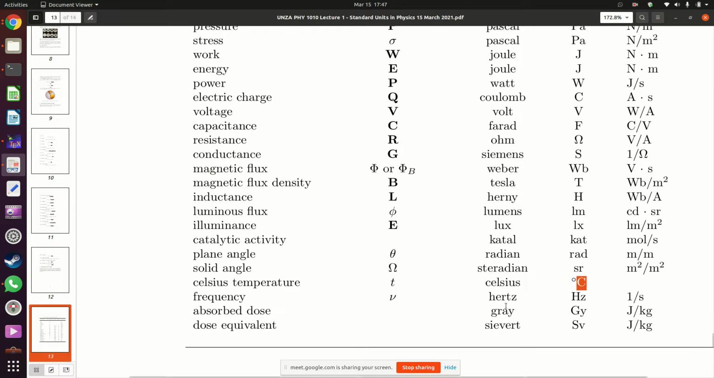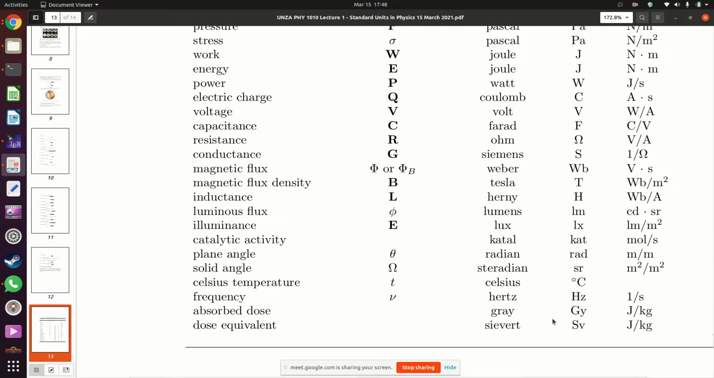Then there is Heinrich Hertz. This was a German scientist. So that's why it starts with a capital H, then z. Then Gray, I think it's the name of a person, Gy. Then this one also, Sievert, that's also the name of a person, starts with S and v.